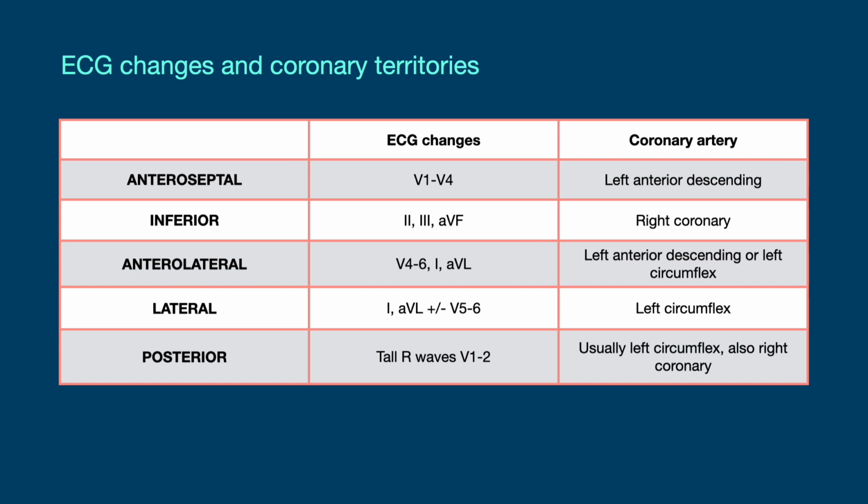This table shows the correlation between ECG changes and coronary territories. Changes seen in V1 to V4 indicate the anteroseptal region. Leads 2, 3 and AVF reflect the inferior part of the heart. Leads V4 to V6, 1 and AVL reflect the anterolateral aspect of the heart. 1 and AVL with or without V5 to V6 reflect the lateral aspect, which is supplied by the left circumflex artery. And finally, tall R waves in leads V1 to V2 indicate a likely posterior infarct, which is usually the left circumflex, also the right coronary artery.